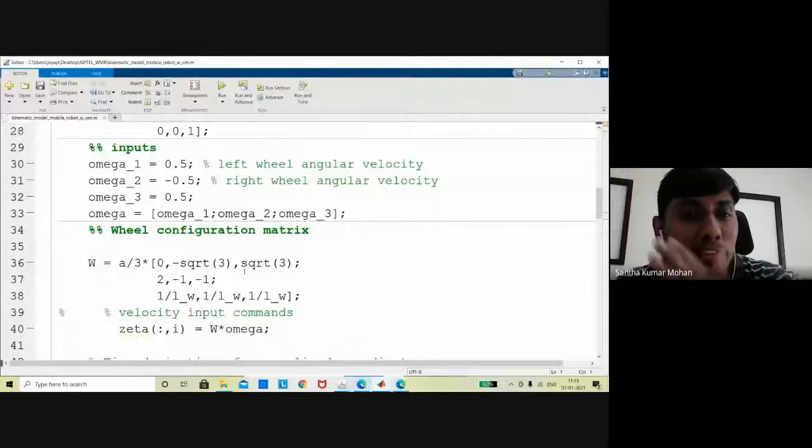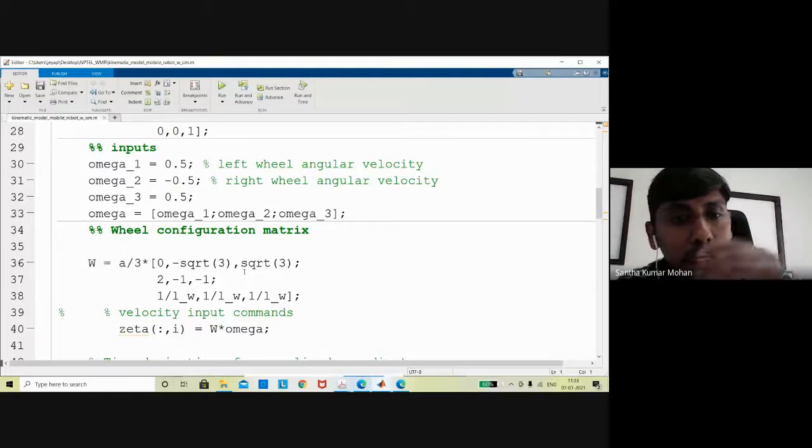So in the sense, 0 would be attached with vertical, so it would not give anything straight away. This is the W matrix which we have obtained, and now I'm giving omega 1, omega 2, omega 3. Now my omega matrix has come, so my zeta is written as W into omega.